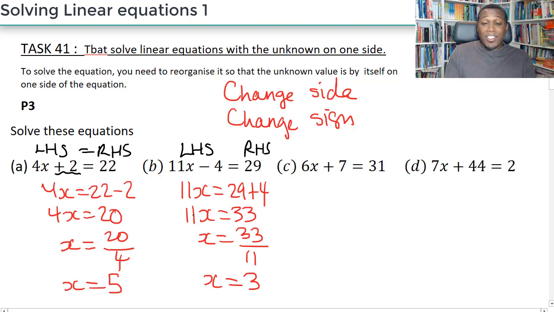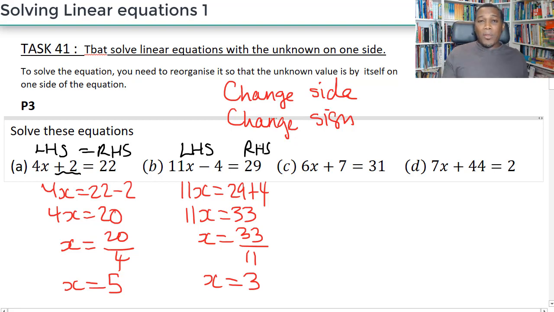Then the 11, x is being multiplied by 11. I only want 1x, so I'm going to divide by 11. The 11 goes onto the right-hand side. It becomes divide by 11. And 33 divided by 11 is 3. 11 3s are 33. 33 take away 4 is 29. It works. So that's the idea of change side, change sign.